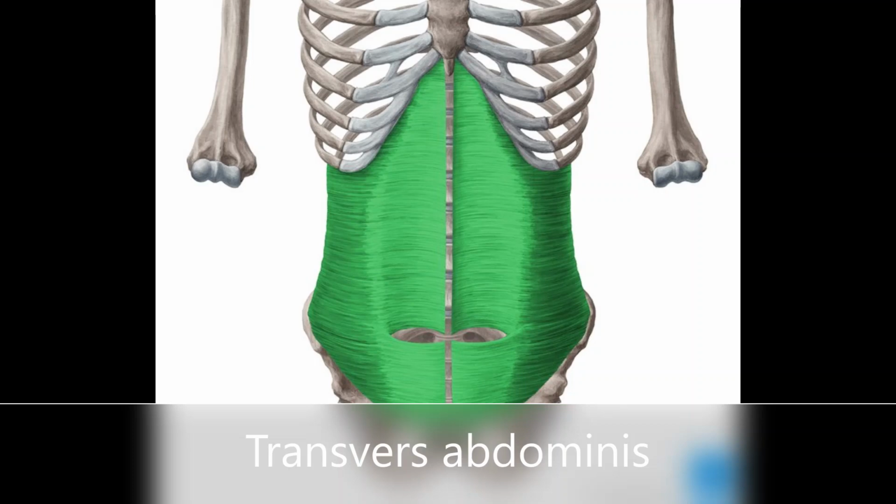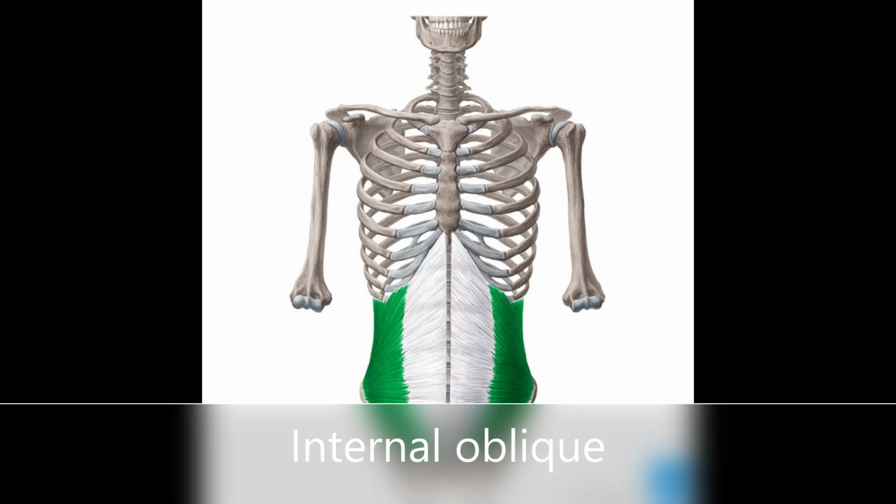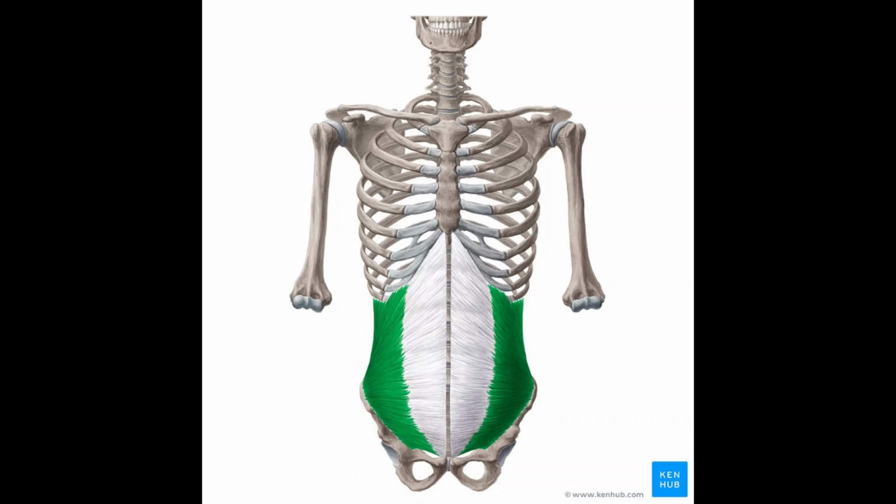This is the transversus abdominis muscle. Its action is compression of the abdominal contents. The internal oblique muscle originates from the anterior two-thirds of the iliac crest, and its action is trunk flexion, trunk lateral flexion, and trunk rotation.